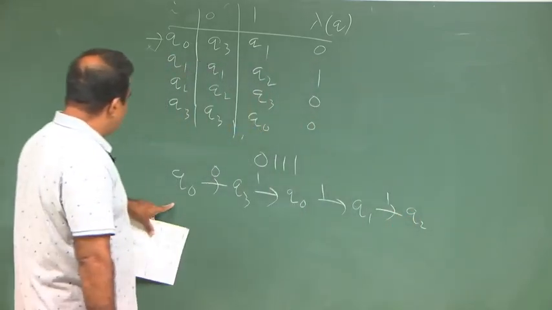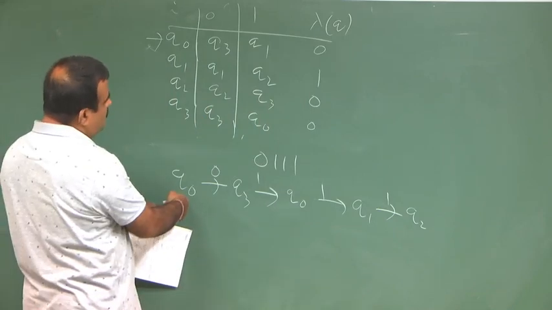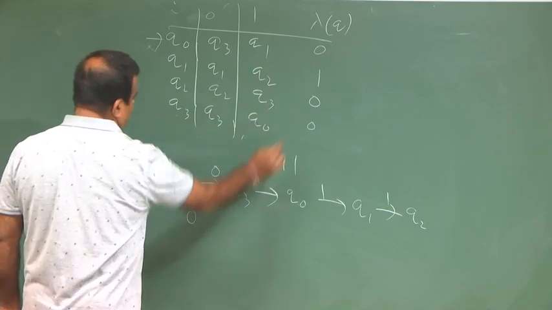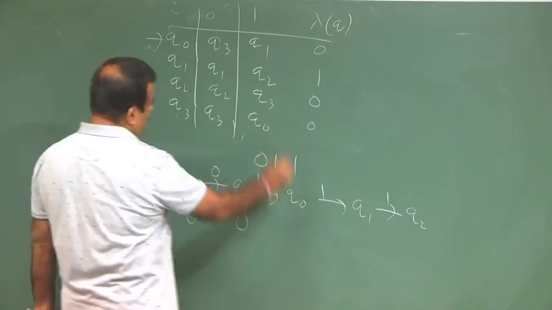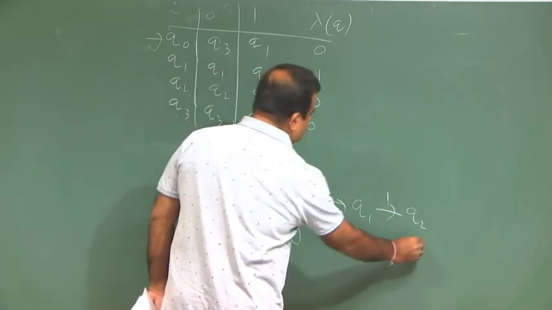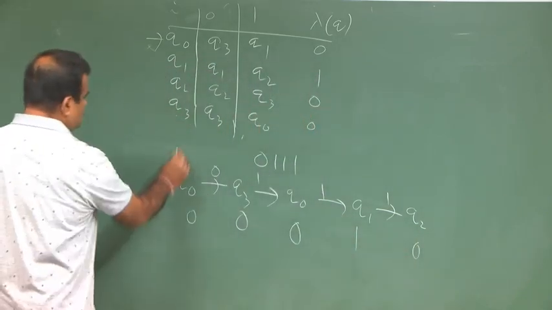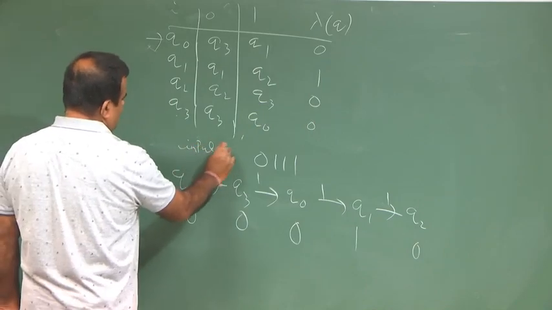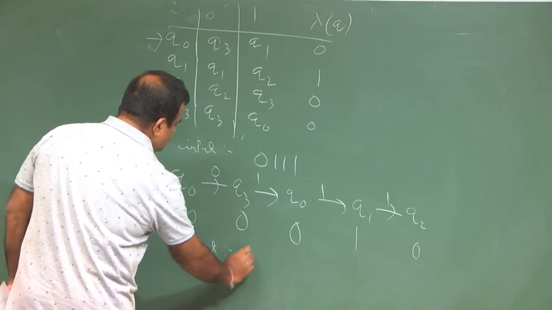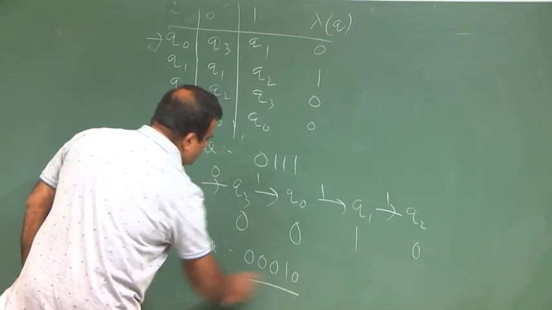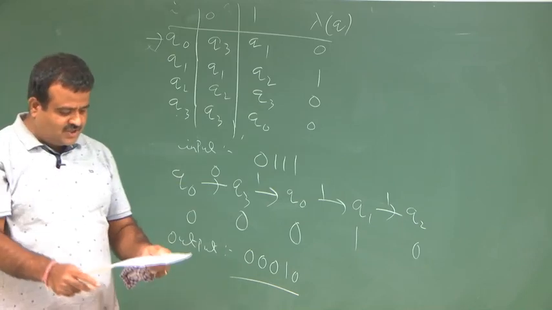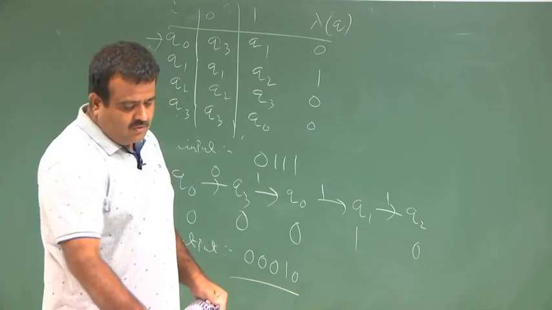So, what is the output then? With 0 we go to q3, which outputs 0, then q0 outputs 0, q1 outputs 1, and q2 outputs 0. So, this is the input and the output is this one: 0 0 0 1 0, of length 5, and the input is of length 4. Now, when we talk about the Mealy machine, then the output will be of the same length.